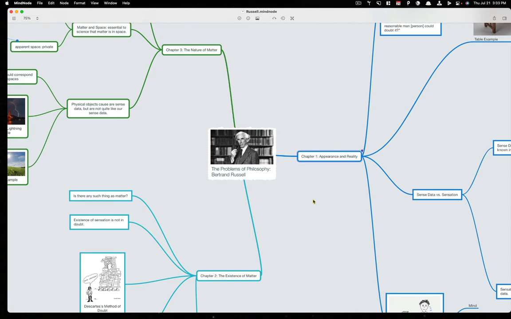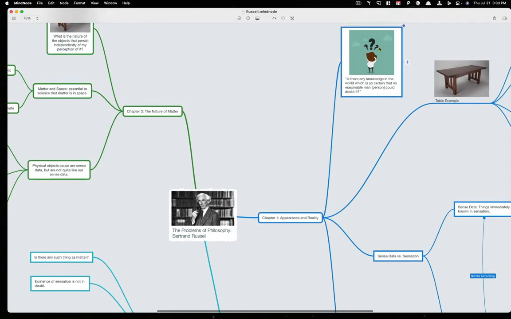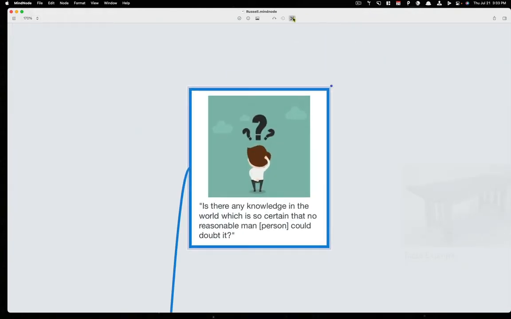So this is just meant to be a nice overview of a lot of what we're going to be seeing in the work of the philosophers that we're going to be looking at. Starting with appearance and reality, I want to start with the fundamental question that Russell poses, that's also a question that we find the other philosophers asking: Is there any knowledge in the world which is so certain that no reasonable person could doubt it?